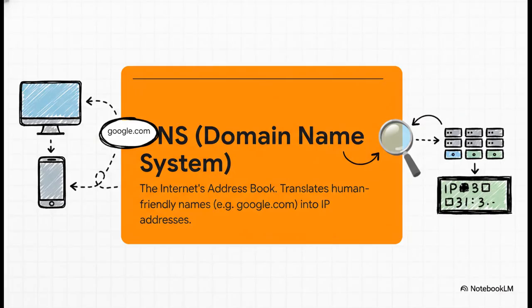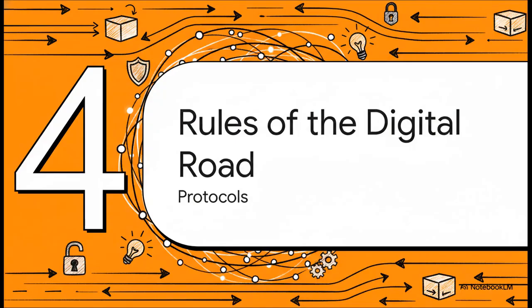So, your device has an address, but what about the website you're trying to get to? You type in a simple name, right? But computers don't get names. They need numbers, an IP address. And that's where the domain name system, or DNS, comes in. It is, for all intents and purposes, the internet's universal address book. It looks up google.com and translates it into the numerical IP address that all the network machinery actually needs to find the right server.